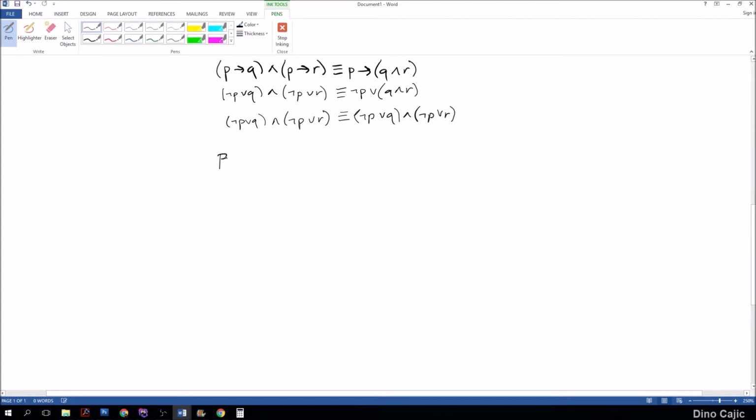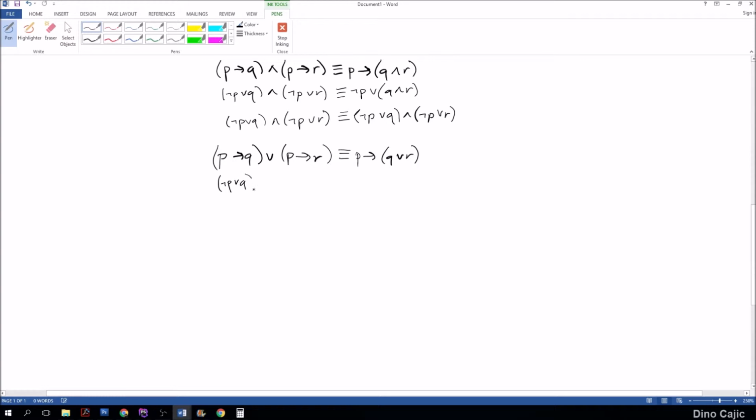Alright, the next one is (P implies Q) or (P implies R). Well, that's equivalent to P implies (Q or R). So if P implies Q or P implies R, then either Q or R are implied by P. Just listen to that sentence a couple of times, I think it will make sense. But if it doesn't, let's go ahead and do the same concept down here.